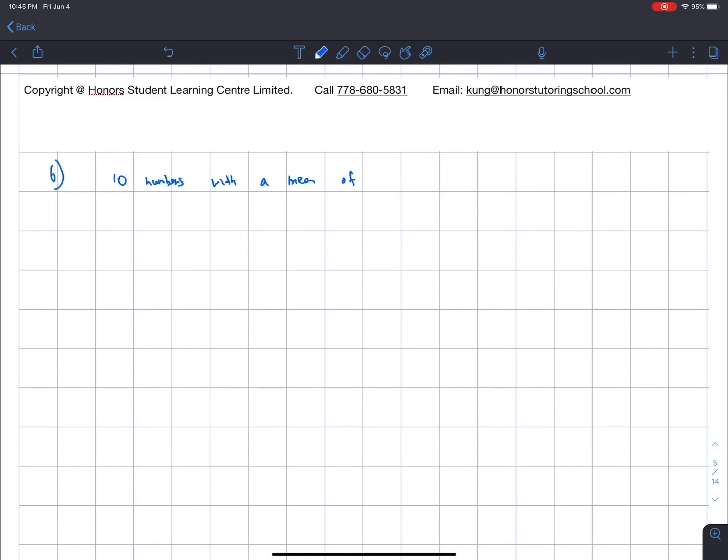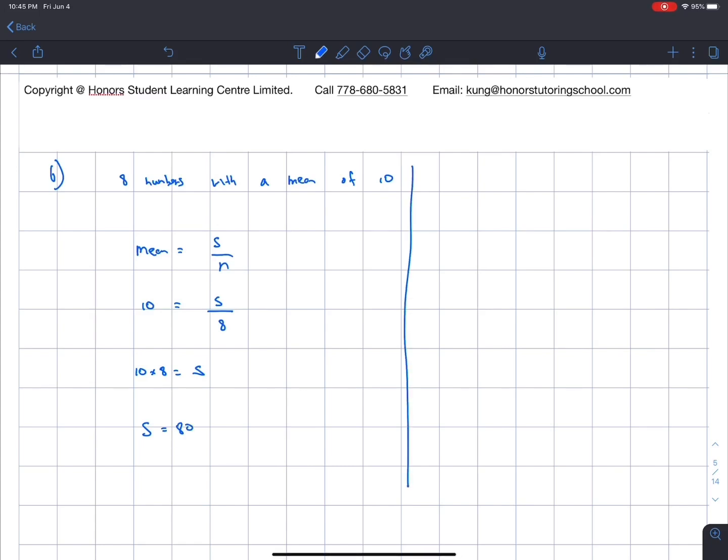There are 8 numbers with a mean of 10. So remember our formula that the mean equals the sum divided by n. We know that this mean is 10, and we don't know what the sum is, but we know that n is 8. So now we can cross multiply. So 10 times 8 equals the sum. The sum here equals 80.